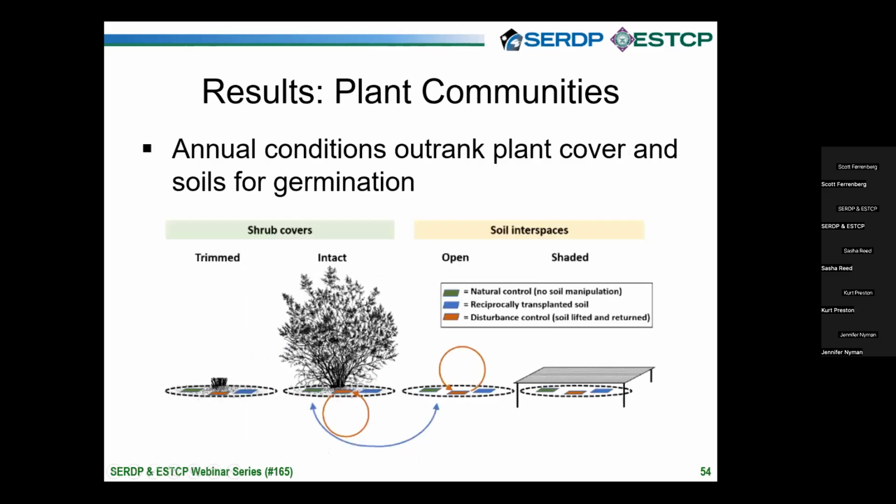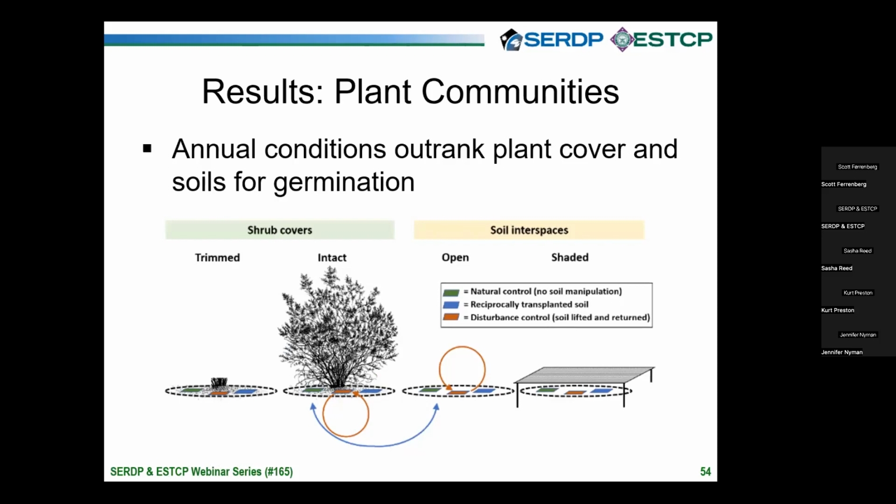All right, this is the tangent I warned you about, that I was going to take us on a sidestep. And I have a reason for this, and I hope it becomes clear as I describe. This is a companion experiment that a subset of our SERDP team set up in the Chihuahuan Desert next to our SERDP location. The goal of this experiment was to ask, what is the importance of vegetation cover versus soils for plant community performance?